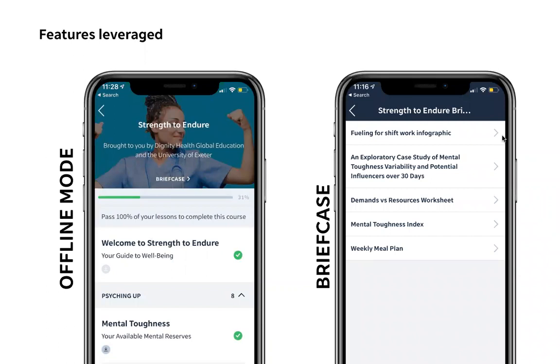So we've got a slide here that just explains two of the features that you guys leveraged for this program. And often these features don't really get much of the limelight. Often they're superseded by other features that we have, like gamification and brain boost, really the shiny features. But I was interested to see that you used both offline mode and the briefcase. So why was offline mode valuable here?